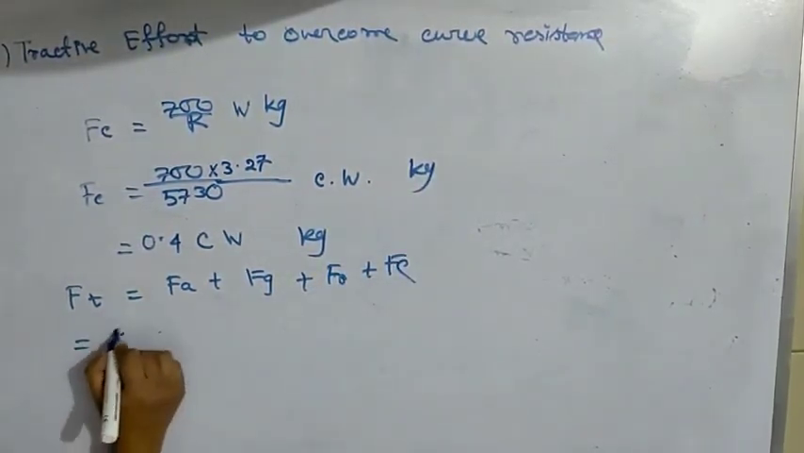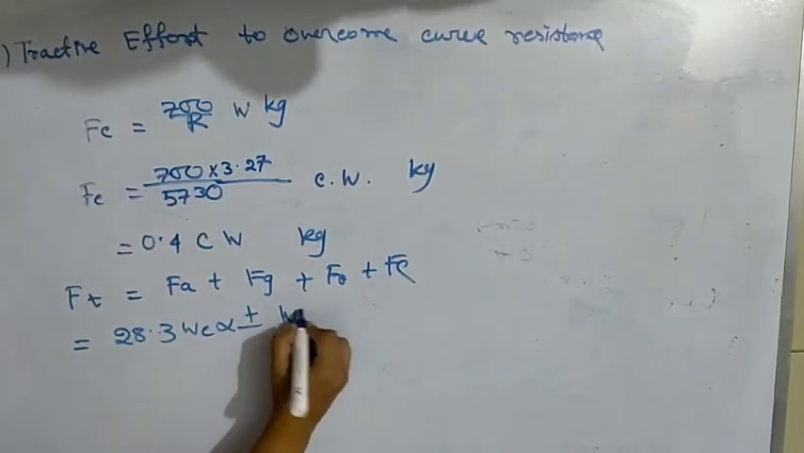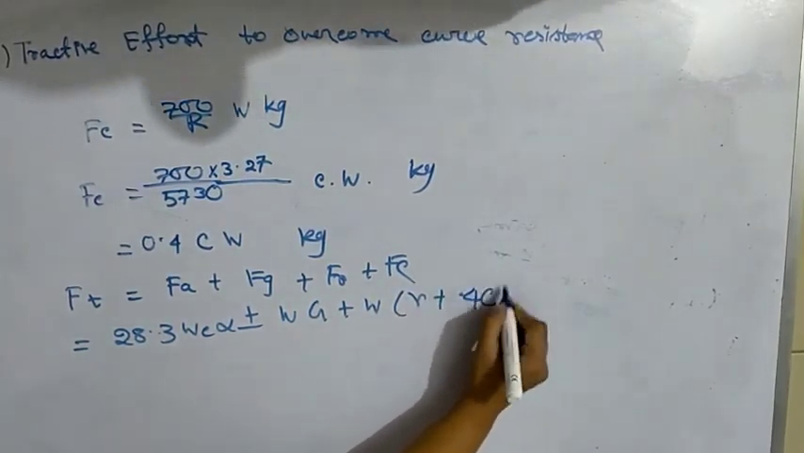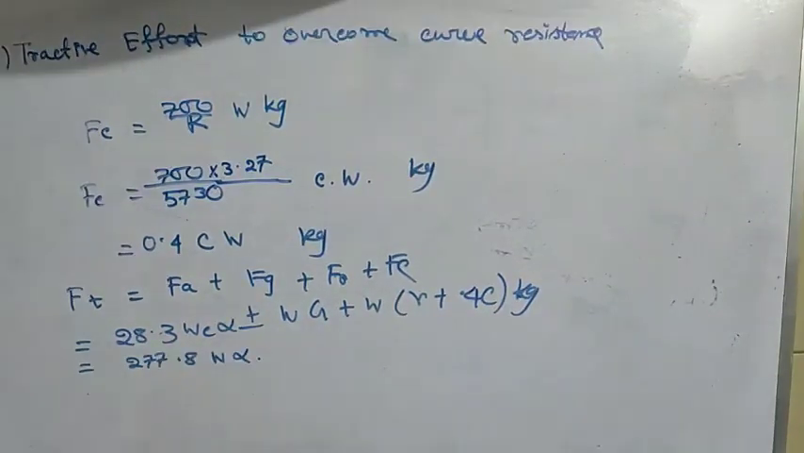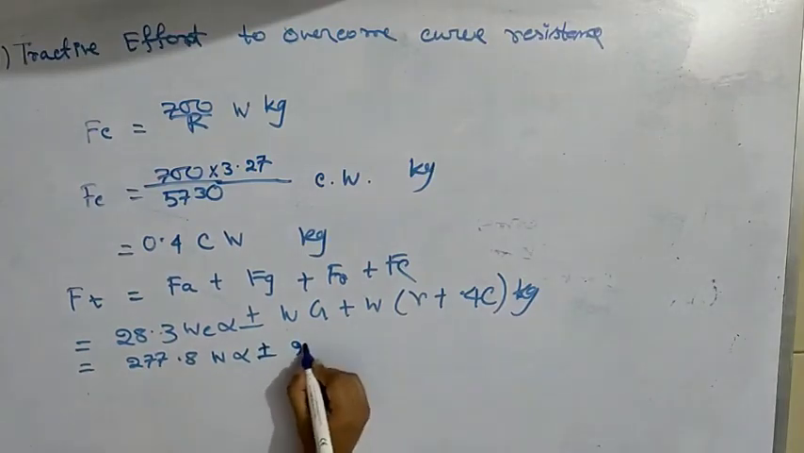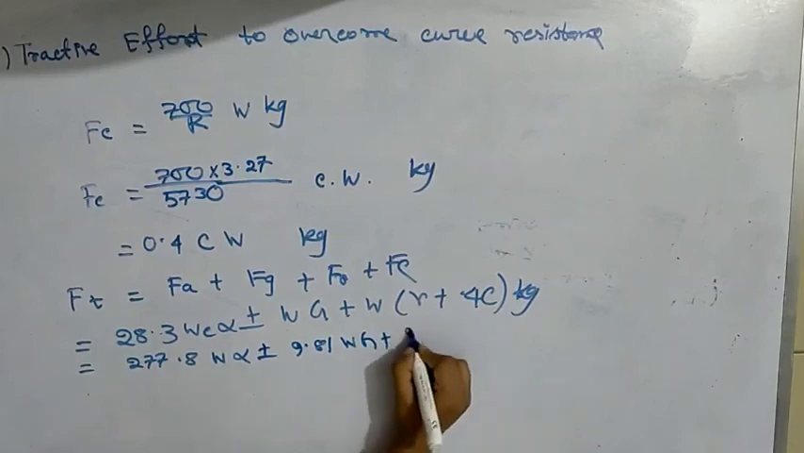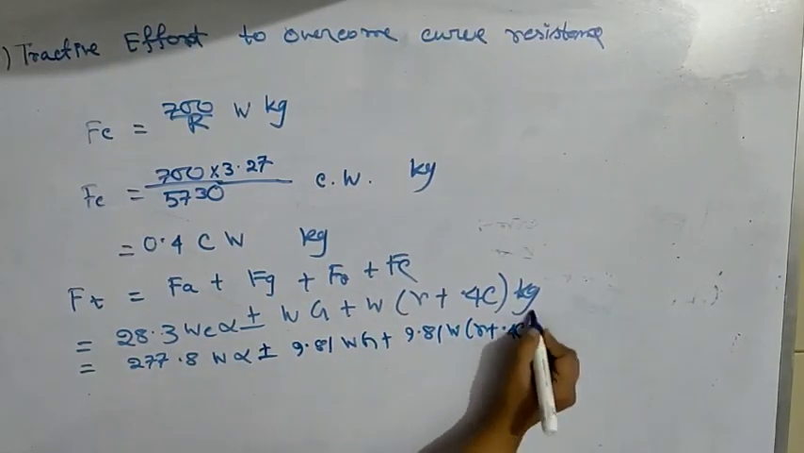Which equals 28.3 We into alpha plus or minus Wg plus Wr plus 0.4 C kg, or 277.8 into W into alpha plus or minus 9.81 Wg plus 9.81 Wr plus 0.4 C.